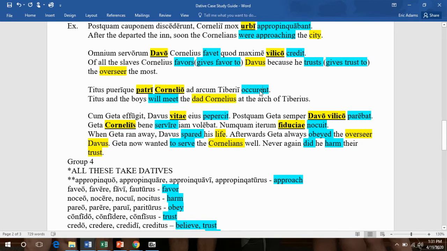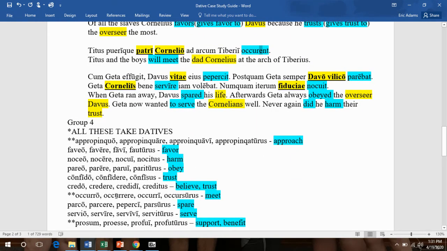They will meet. Now, I say "will meet" because I saw the E. I asked myself the question, and I saw that it was the third conjugation, occurro, occurrere. So when you see an E as your vowel, and it's a third conjugation verb, and you can tell by looking at the second principal part, short ERE, it's future, will meet, and it takes dative objects, "Dad Cornelius," the father Cornelius, at the Arch of Tiberius.